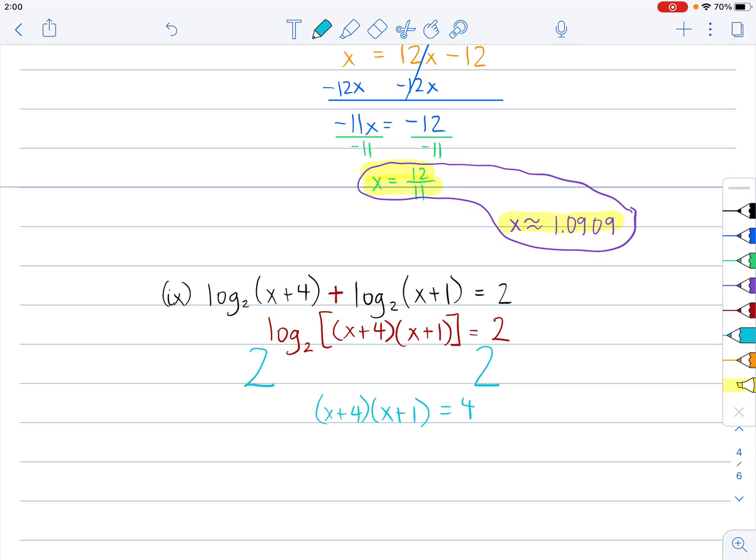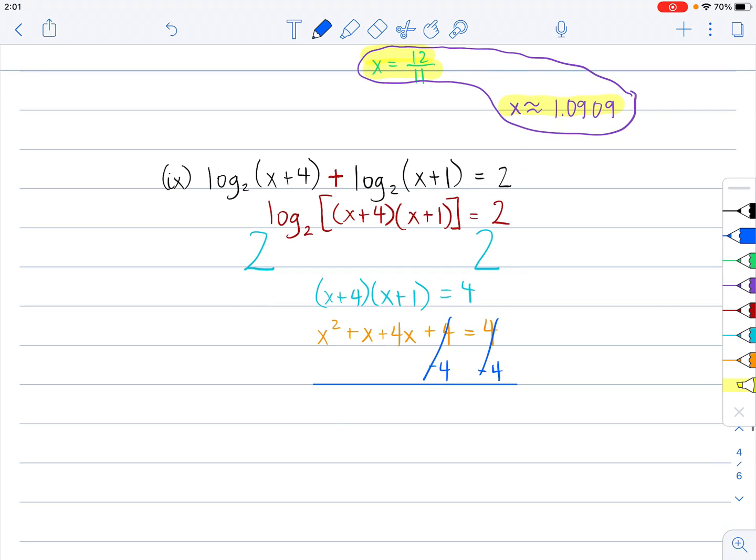And when we are factored and not equal to 0, we are supposed to know that we need to multiply it out. x times x is x squared. My outer is plus x. My inner is plus 4x. My last is plus 4 equals 4. I have some like terms to combine, and then because I'm quadratic, I want to make one side equal to 0. So x squared plus 5x equals 0.